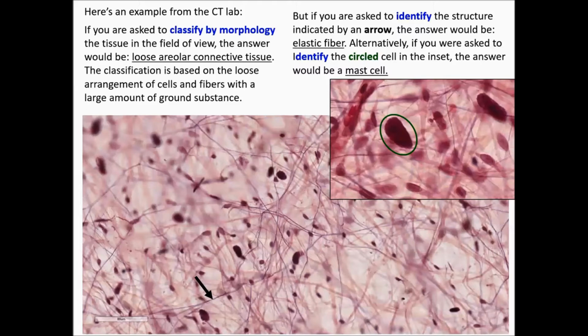However, if you were asked to identify the structure indicated by an arrow, which is down here, it's pointing to this thin, dark line, the correct answer would be an elastic fiber.